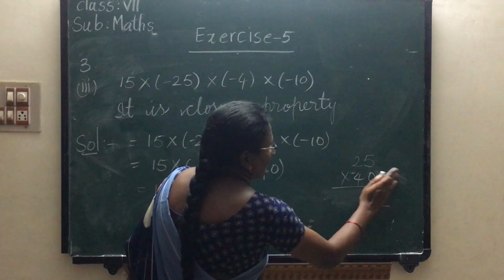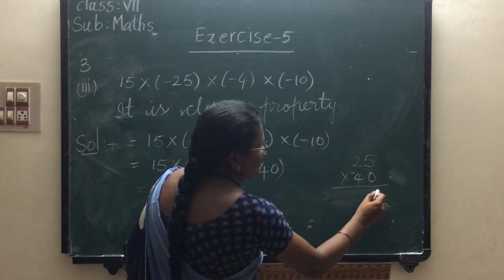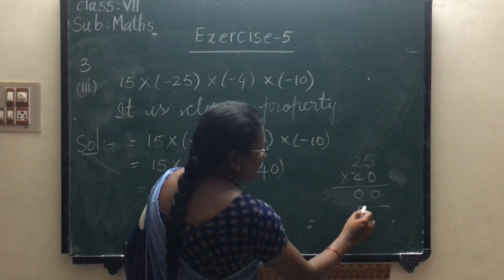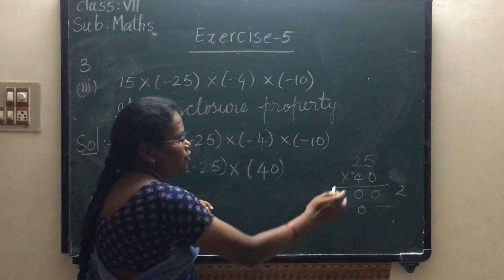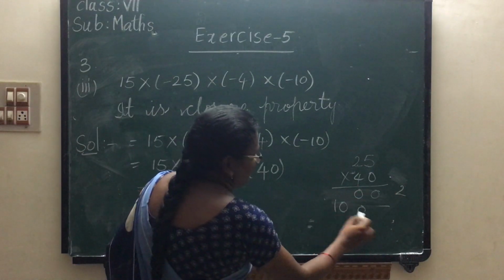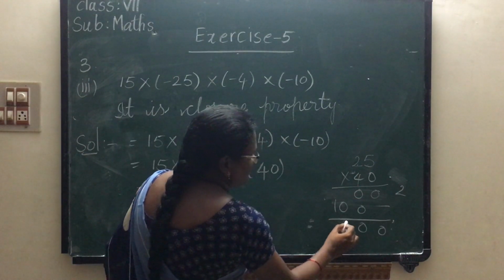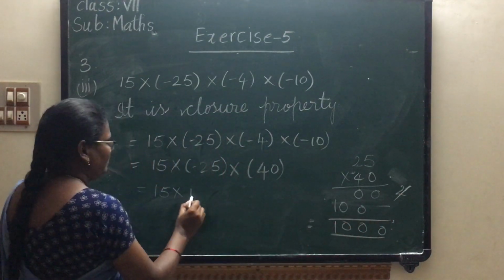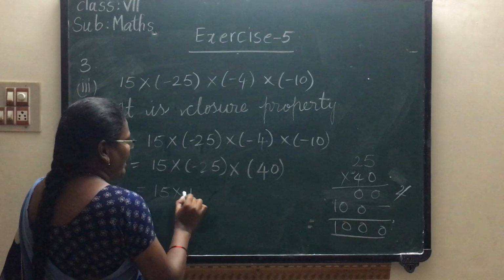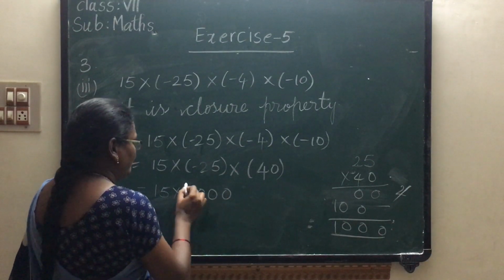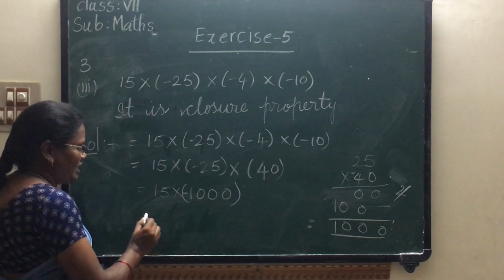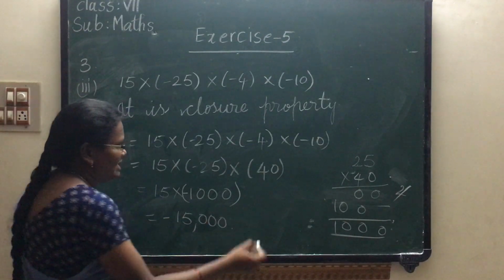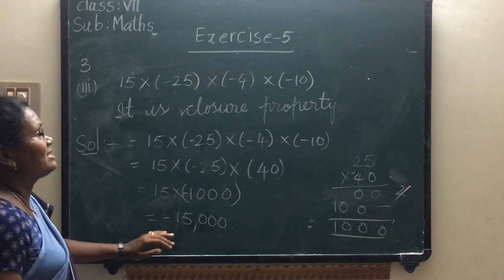Otherwise you can do it like this also. 0 5s are 0, 0 2s are 0. 4 5s are 20, 2 carry. 4 2s are 8, 8 plus 2 is 10. What is the answer? 1000. Minus into plus is minus, so minus 1000. 15 into 1000 is equal to how much? Minus 15,000.